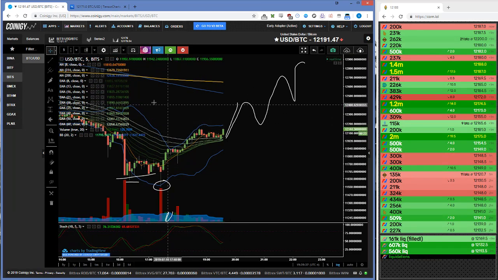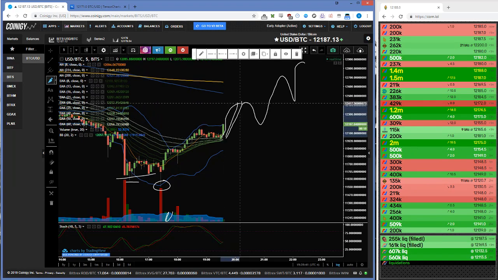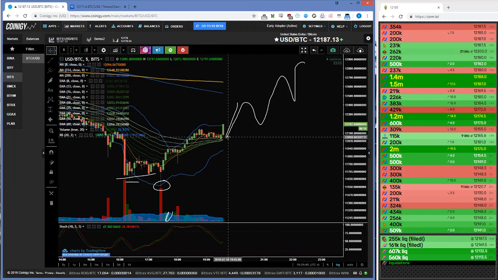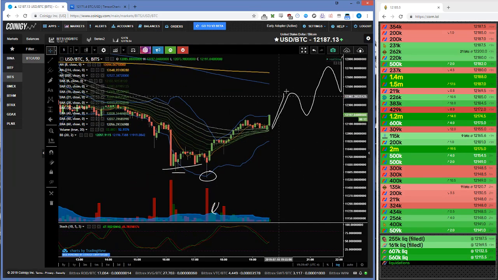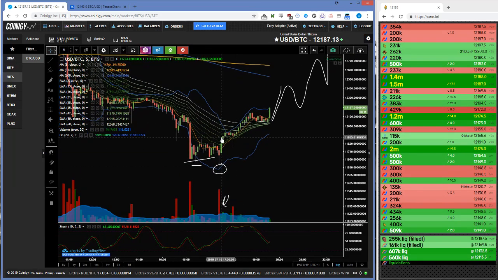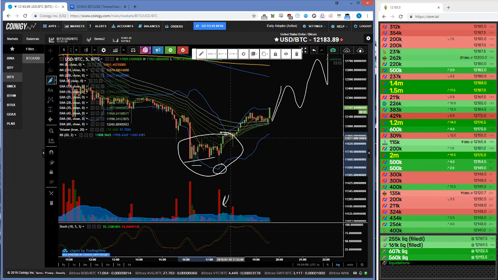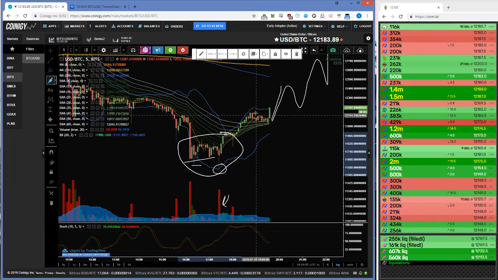Yeah, looks like we're breaking up now. So probably do something like this as the trend reverses. Kind of trapped bears here. We didn't dip at all, and then we just started going straight up. You're getting squeezed, and you see shorts are getting liquidated.